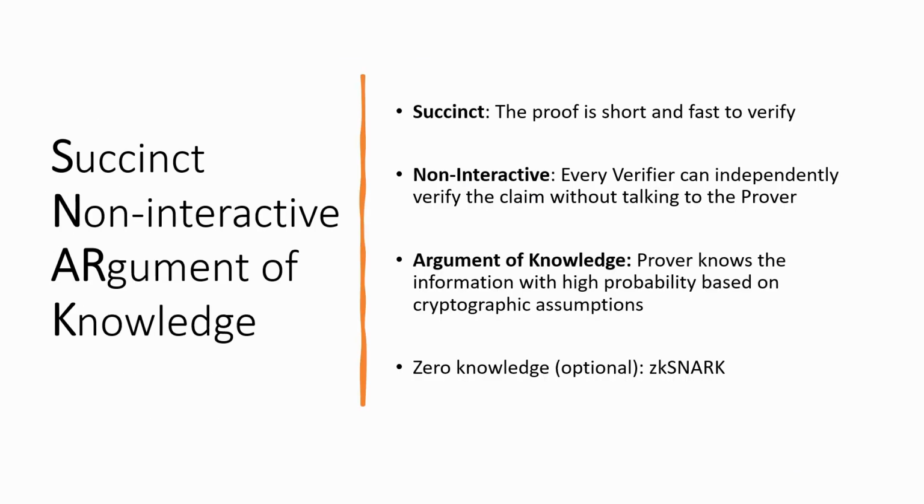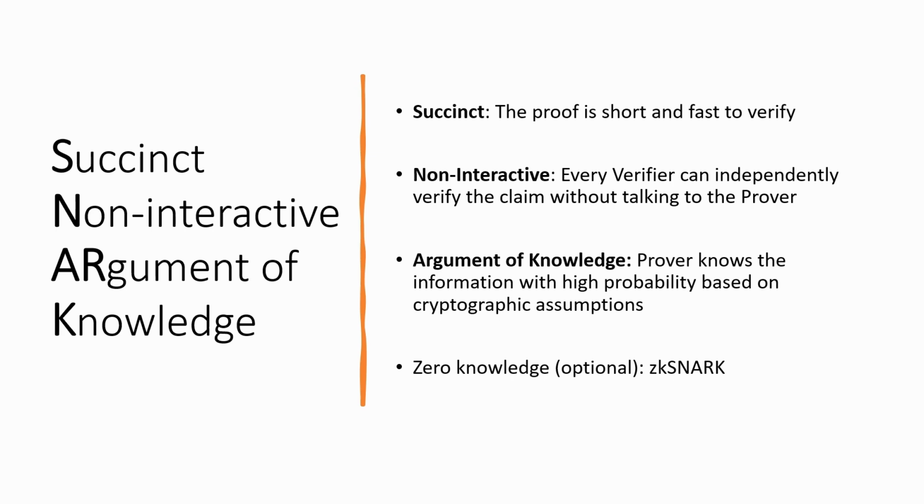With that being said, let's define SNARK, which stands for Succinct, Non-Interactive Argument of Knowledge. SNARK is a category of proof system with the following properties. They are succinct, which means the proof is short and fast to verify. They are non-interactive, which means every verifier can independently verify the claim without talking to the prover.